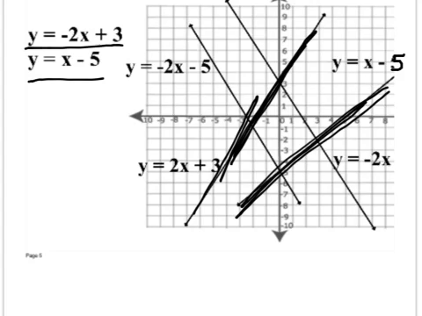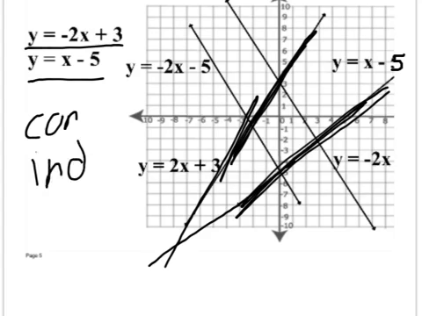It is consistent because will these lines eventually cross? Yes. So it is consistent. Since it only has one point, it has exactly one solution. Is this independent or dependent? It's independent. So if they cross at one point, they are consistent and independent.